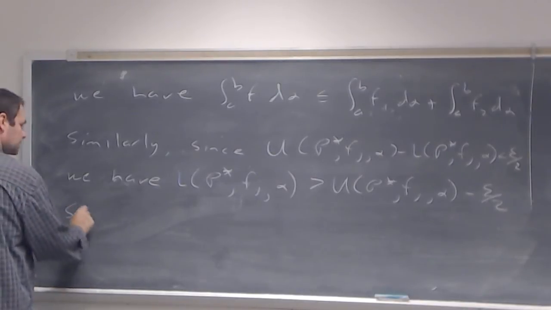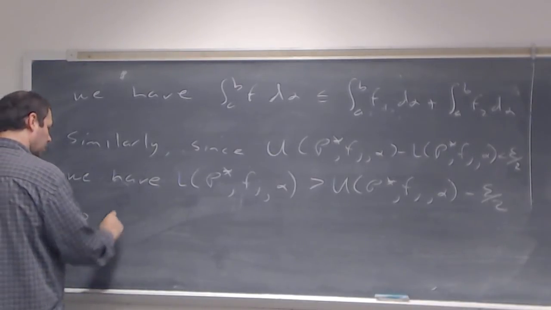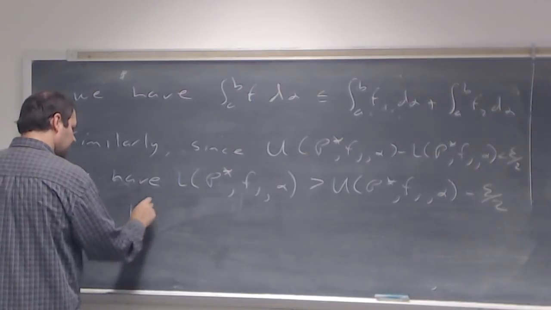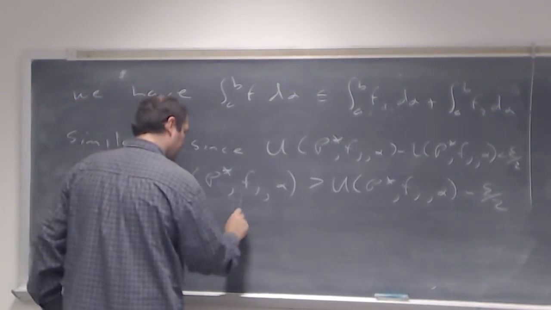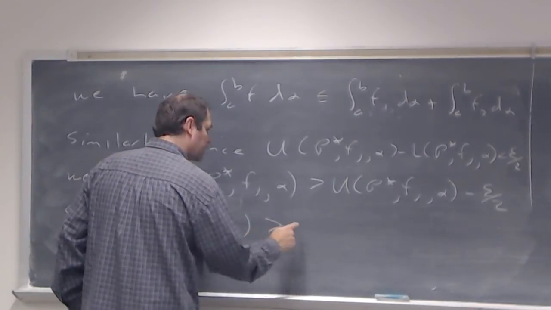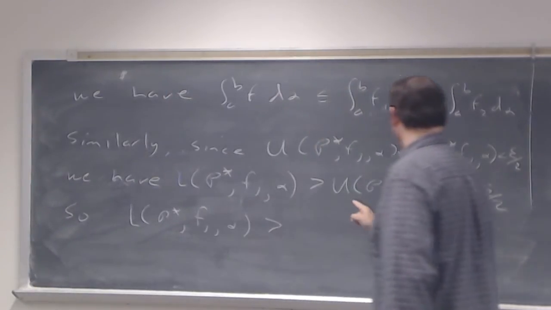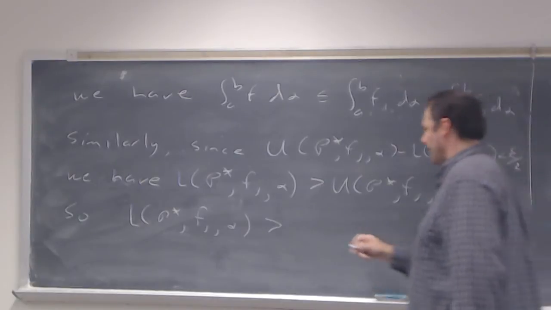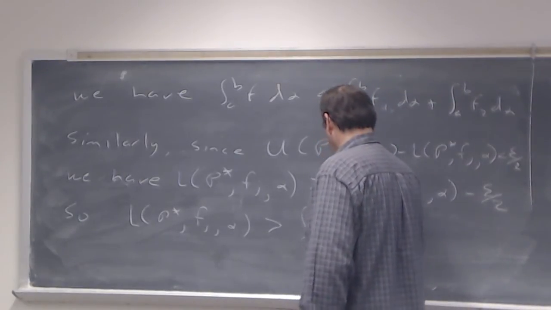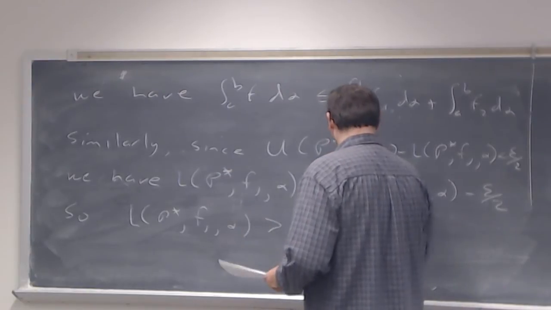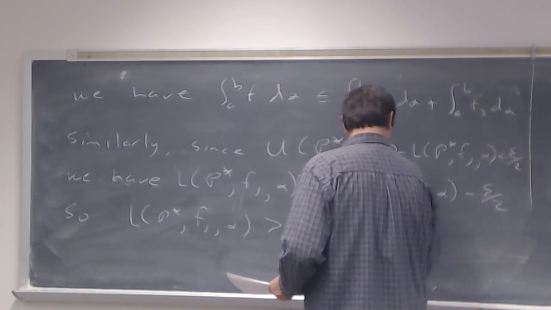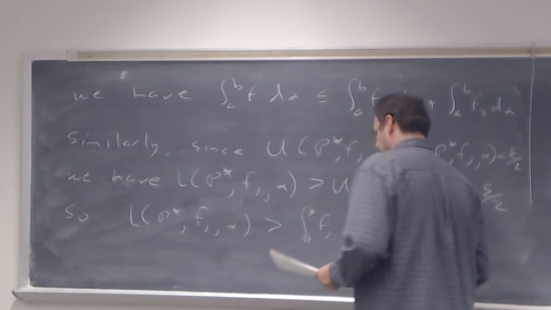Now, that says that this lower sum is going to be greater than, well, look, let me get something smaller than this guy. And something smaller than this guy is the Riemann-Stieltjes integral of f sub j d alpha, minus epsilon over 2.